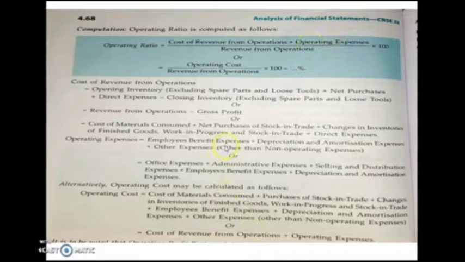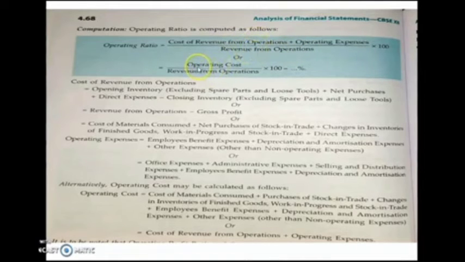There are two formulas to calculate the operating expenses. They are employee benefit expenses plus depreciation and amortization expenses plus other expenses. So this is one formula, or you can use the formula: office expenses plus administrative expenses plus selling and distribution expenses plus employee benefit expenses plus depreciation and amortization expenses. Here also, according to the items given to you in the question, you have to make a choice. And the bottom item is revenue from operation, that is the sales value. So this is the first formula.